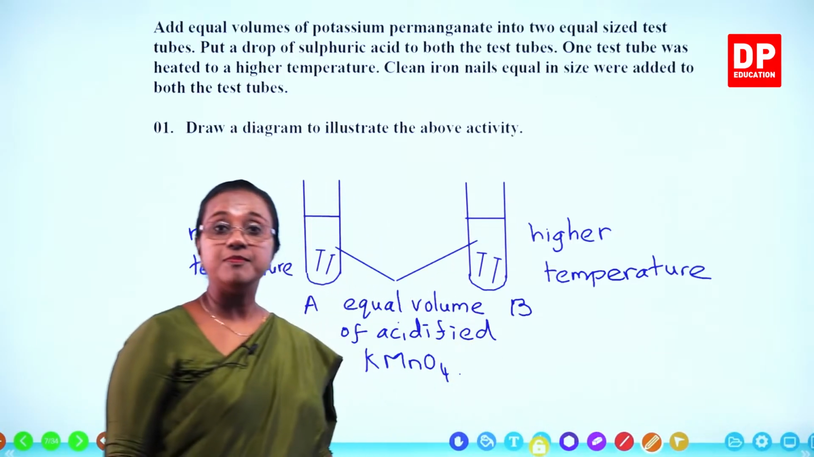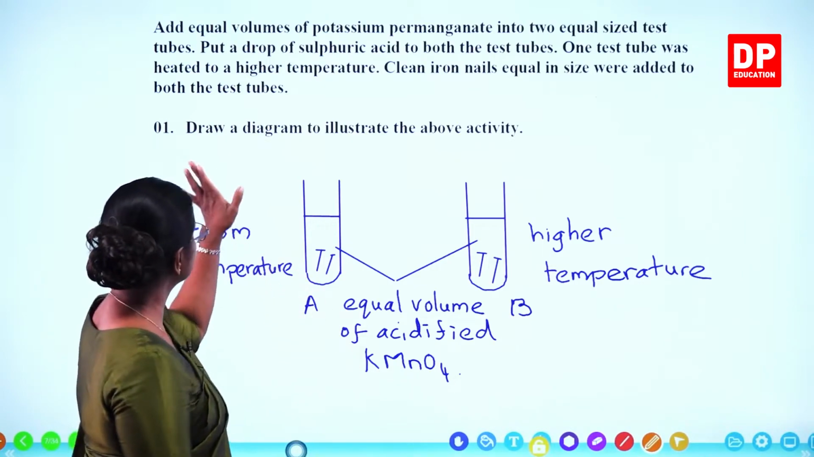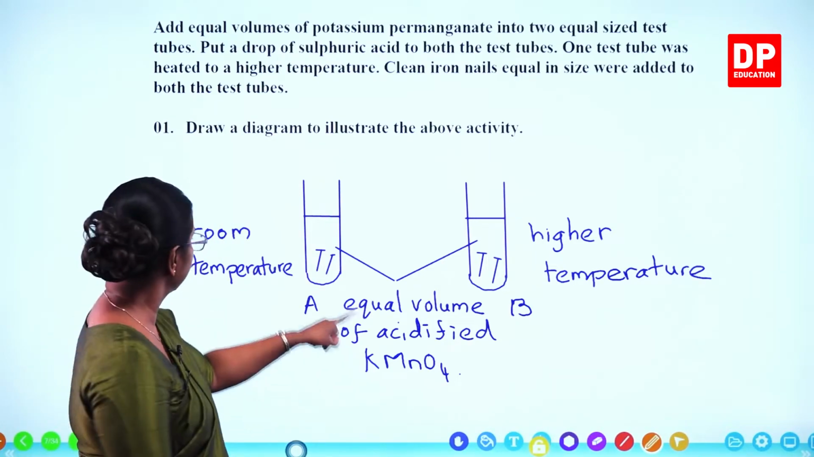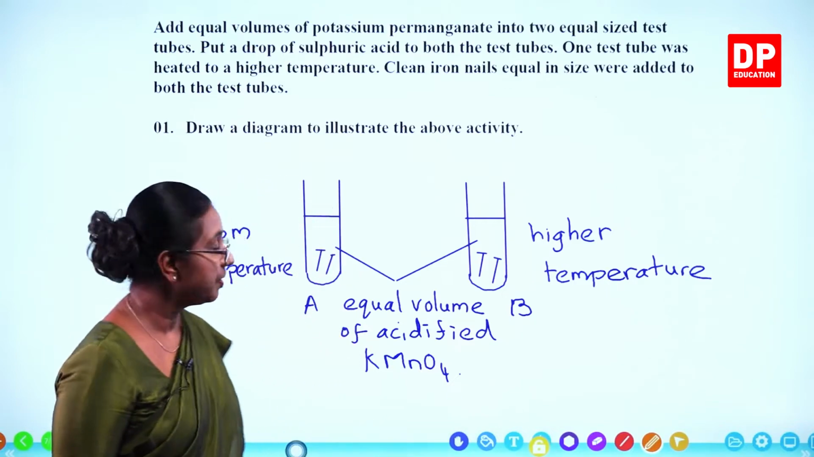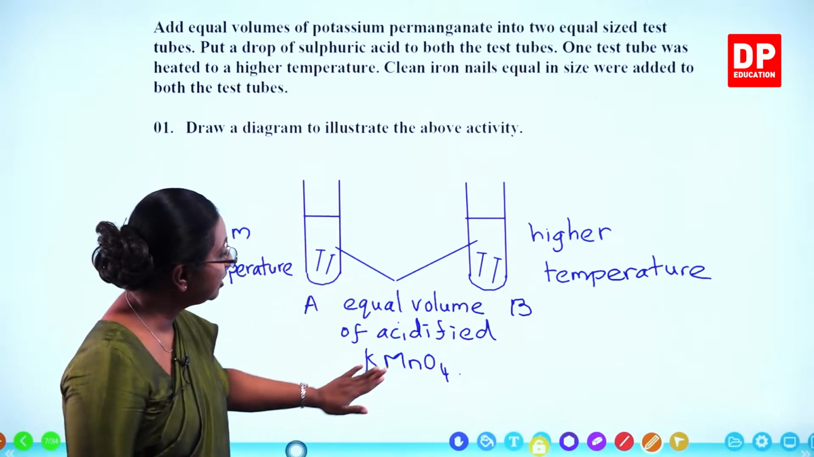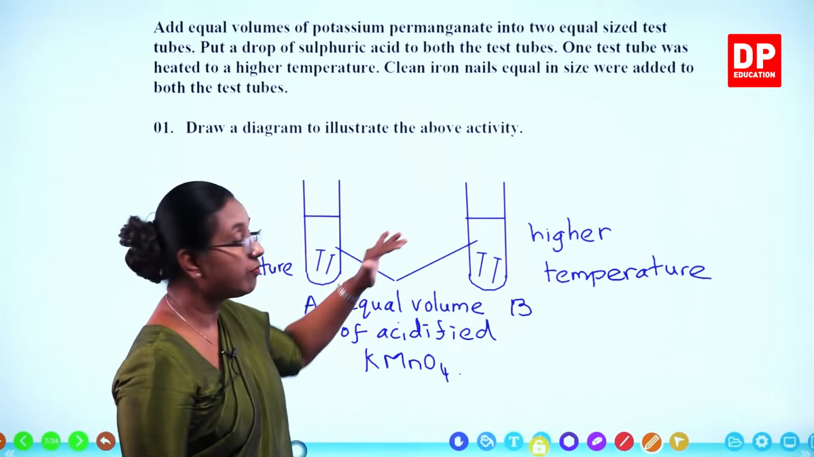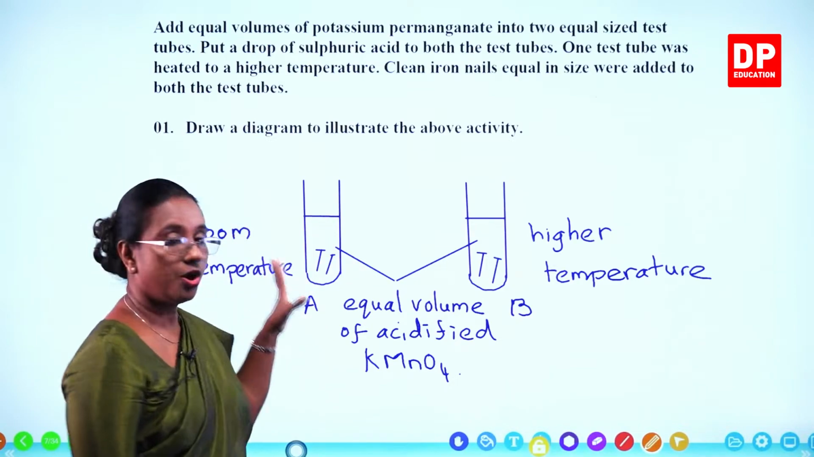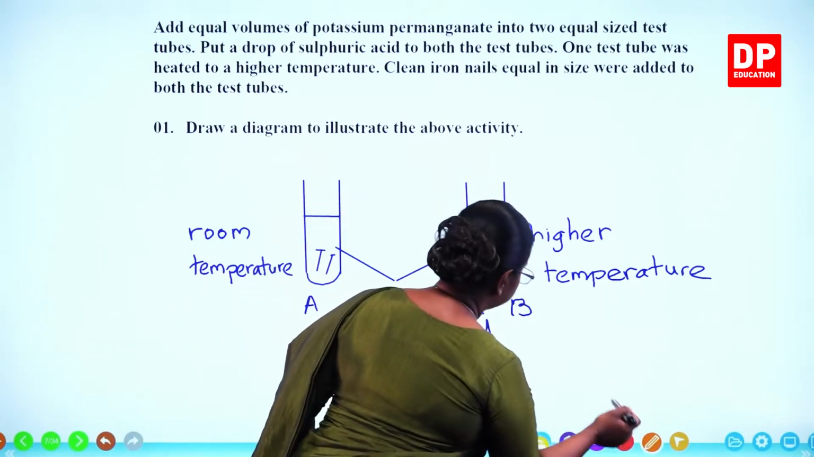So if they have mentioned the temperatures, you can write the values there. But here, since they say one test tube was heated to a higher temperature, I have said room temperature for A and higher temperature for B. So we have included all the information. You show that they are equal volumes, equal size test tubes, and iron nails. Normally, when you draw, that also you can mark.